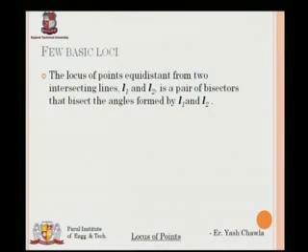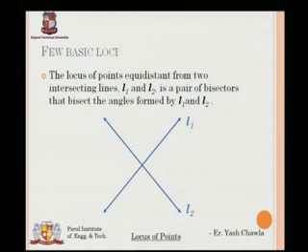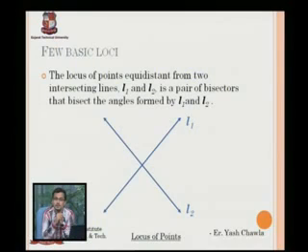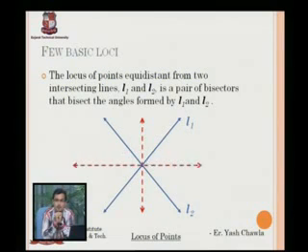Now again we have two intersecting lines, L1 and L2. Let's see, this is L1 and this is L2. Now I want to plot the locus of points which are again equidistant from both the lines. Do you get it? These are both bisecting the angles, and we have the locus in red.